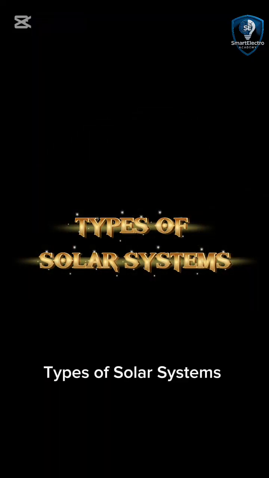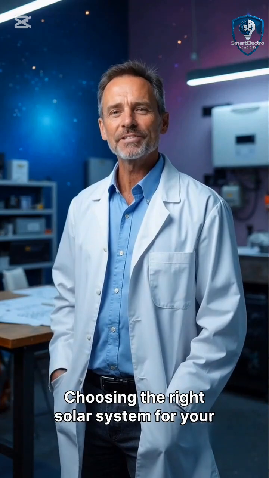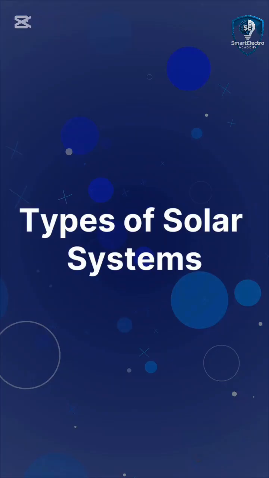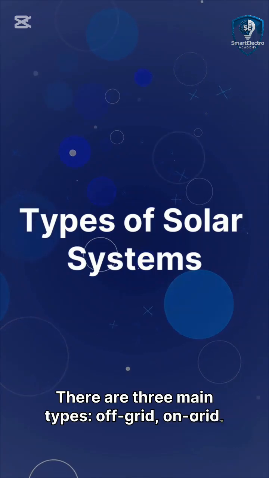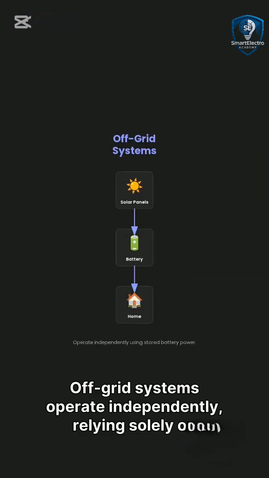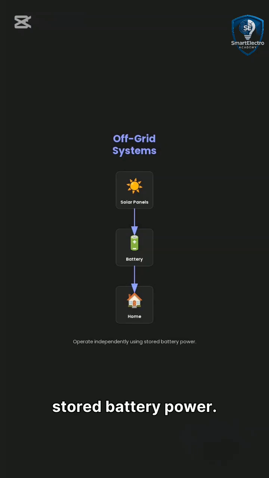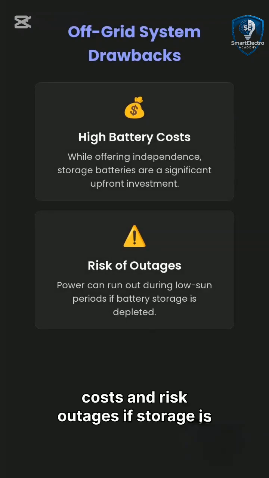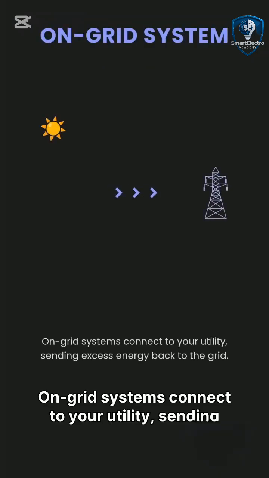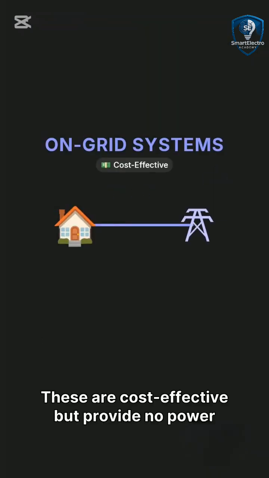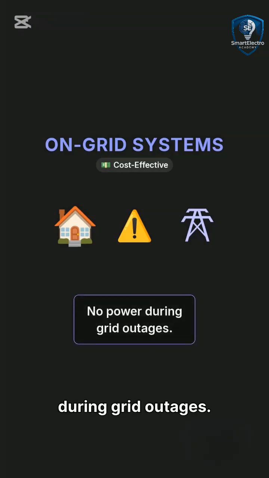Types of solar systems. Choosing the right solar system for your home requires understanding the different types available. There are three main types: off-grid, on-grid, and hybrid, each with distinct features. Off-grid systems operate independently, relying solely on stored battery power. While offering independence, they have high battery costs and risk outages if storage is low. On-grid systems connect to your utility, sending excess energy back to the grid. These are cost-effective, but provide no power during grid outages.